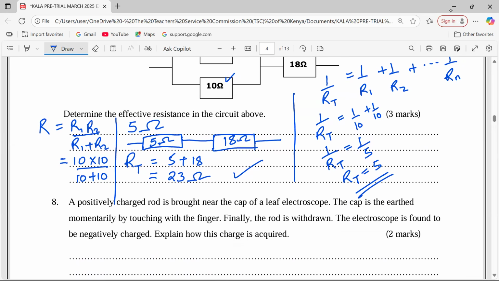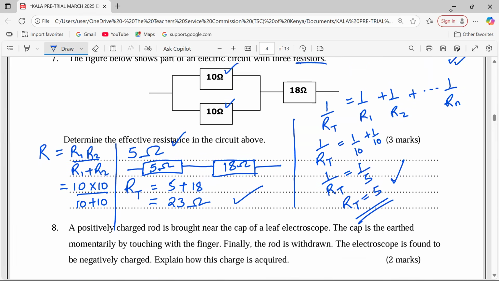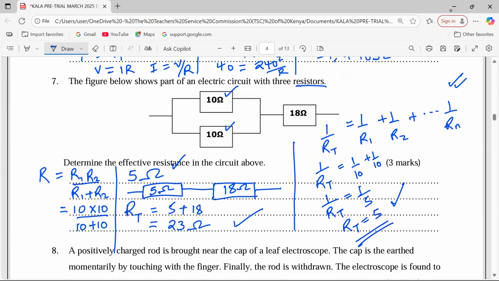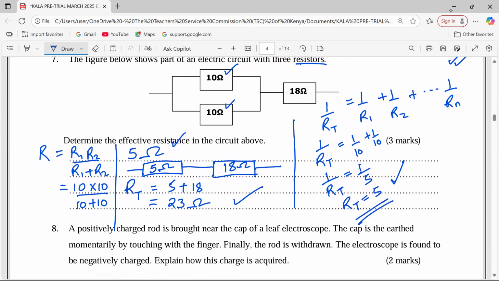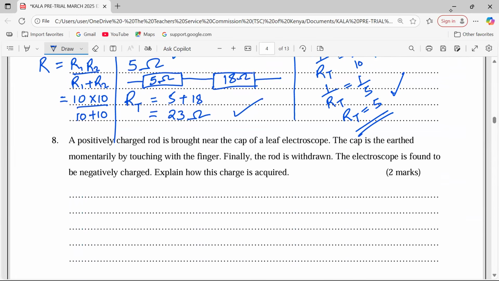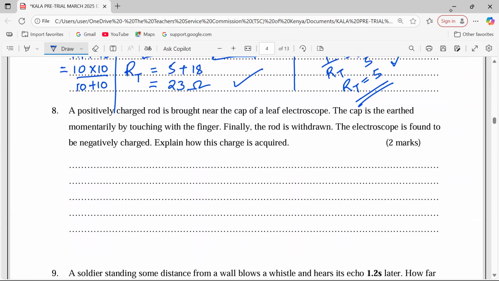So we would have gotten the same answer, 5, using the general formula for parallel resistors. So when components are in parallel, their resistance varies in this formula. But when in series, total resistance equals the sum of the individual resistances.